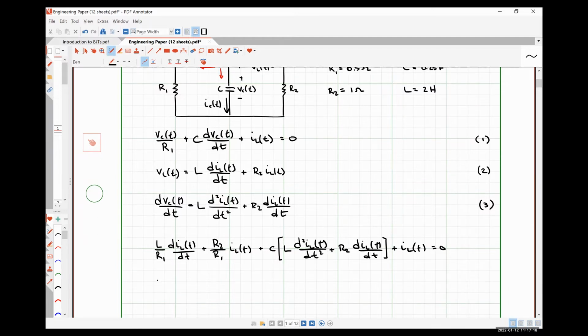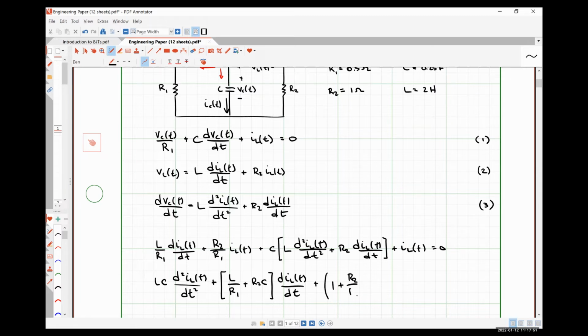And now I can group like terms. So I'll have LC times the second derivative of the inductor current plus (L over R1 plus R2C) times the first derivative of the inductor current plus (1 plus R2 over R1) times IL of t equal to 0.